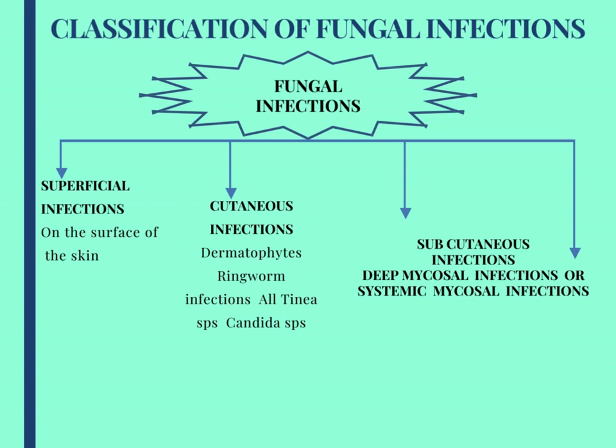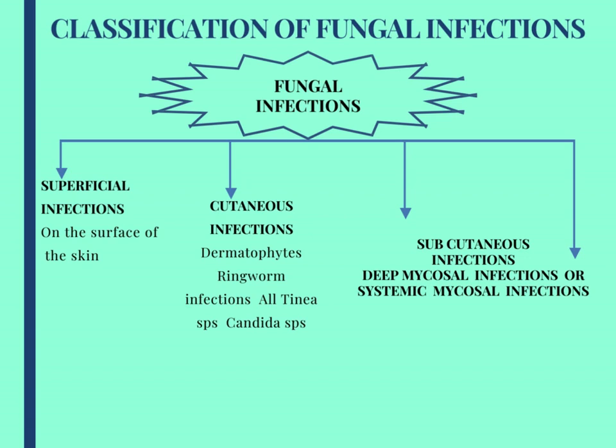Candida species commonly cause infections in moist areas of the body such as the mouth, oral thrush, or genital regions, vaginal yeast infections. Cutaneous infections, location: affect the skin, hair, and nails, but extend deeper than superficial infections. Examples: ringworm infections. Dermatophytes can cause infections that involve not only the surface, but also the deeper layers of the skin. Tinea species refers to various types of fungal infections caused by dermatophytes.